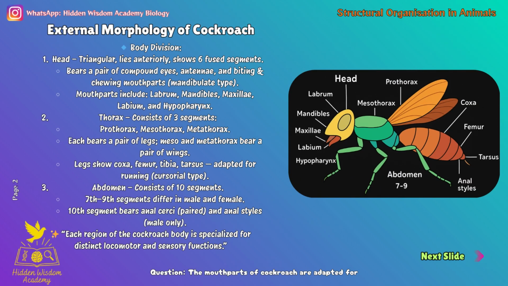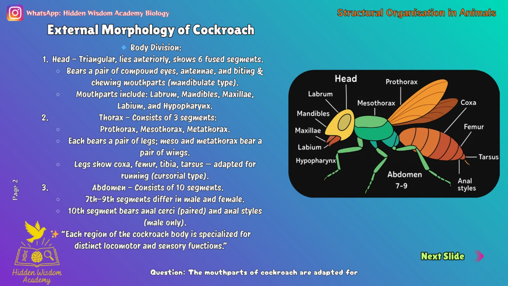Let's talk about the external morphology of cockroach. The body of a cockroach has three main parts: head, thorax, and abdomen. The head has compound eyes, antennae, and chewing mouthparts. The thorax has three segments: prothorax, mesothorax, and metathorax. Each segment has one pair of legs, and the last two segments also have wings.